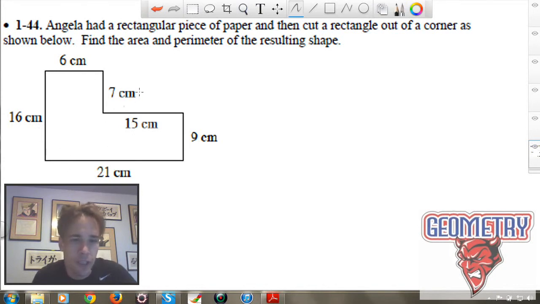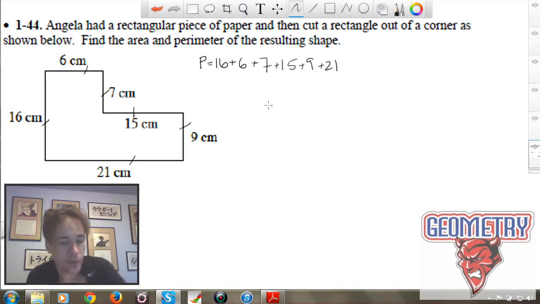So first let's get the perimeter. The perimeter is just the distance around the outside. So we're going to add all these numbers up together. I'm just going to mark off the sides as we go through them so I don't accidentally add the same one twice. So 16 plus 6 plus 7 plus 15 plus 9 plus 21. Now in this problem they were nice and they gave us all the distances labeled out.